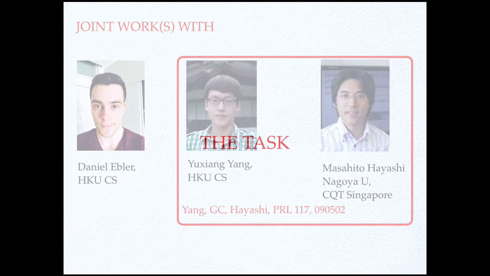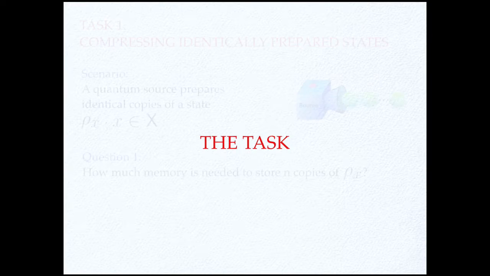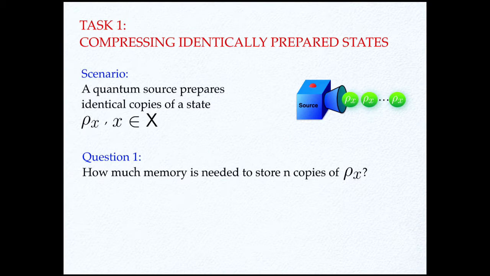So let me start by introducing the task. The task is the following. Imagine that you have a machine that prepares quantum states. This machine is promised to prepare every time the same quantum state rho x. So it's a preparation device. Every time you press the button, the machine will spit out the same quantum state rho x. The thing is that you don't know what x is.